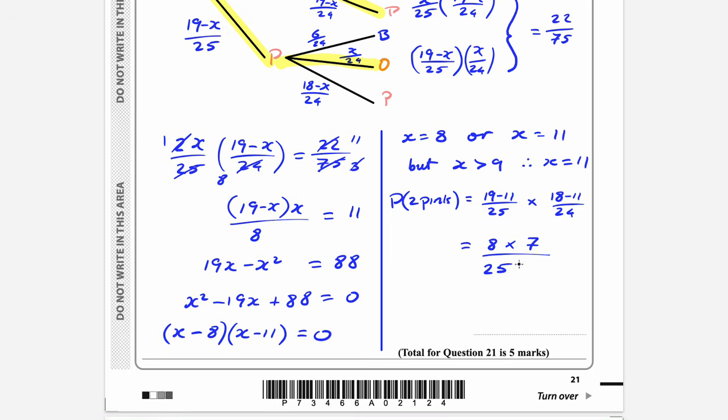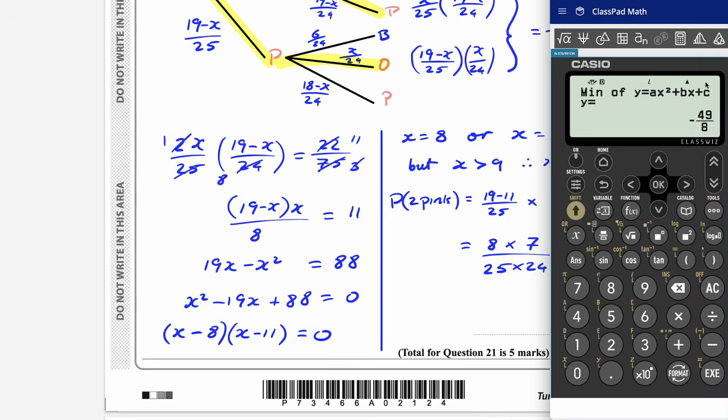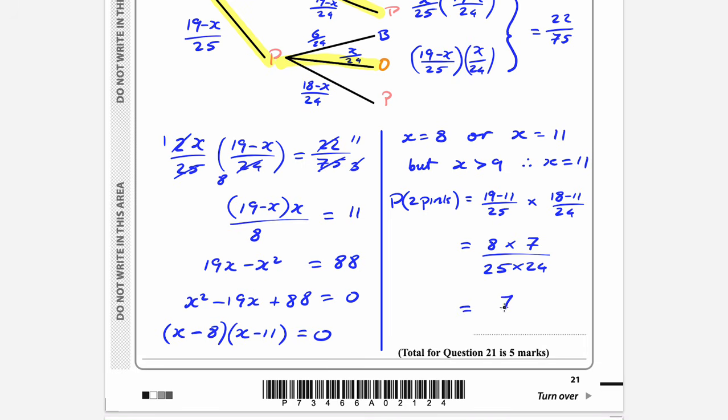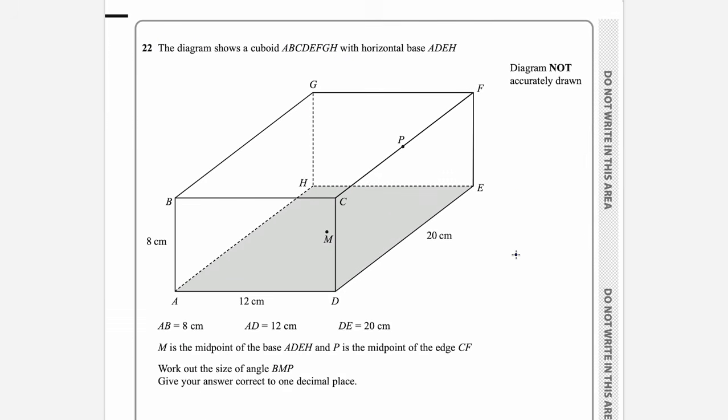Guys, let's just do this on the calculator. 8 times 7, 25 times 24. Okay, hang on. Fraction. 8 times 7 over 25 times 24, which is 7 over 75. So this equals 7 over 75, which is correct. Okay, tricky question obviously, guys, but we are down towards the end of the paper.